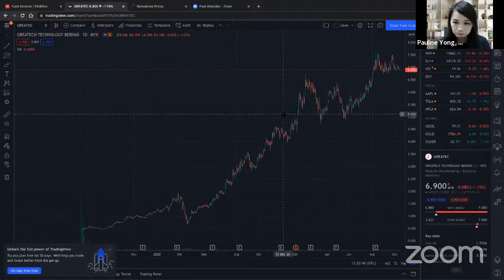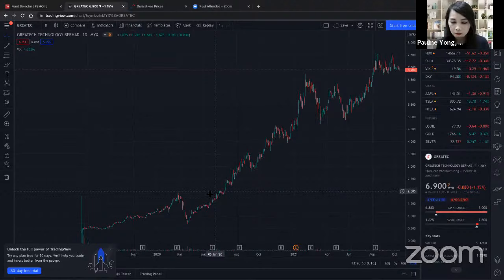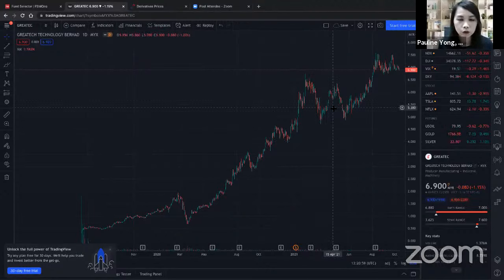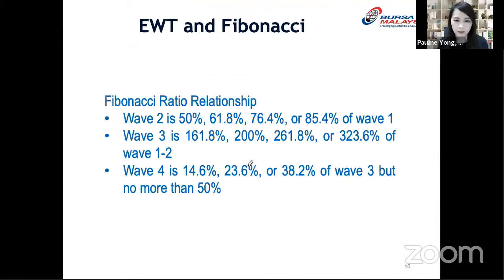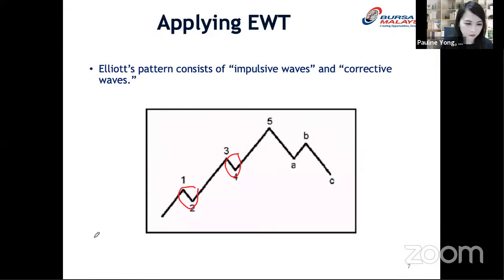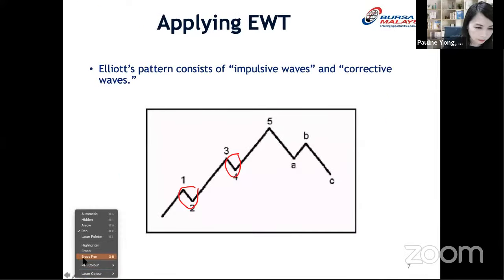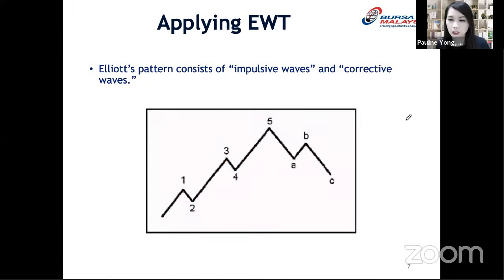Let me ask you. You are looking at wave 1, 2, 3, 4, 5. If you were to look at wave 1, 2, 3, 4, 5, which wave would you like to trade? Let's say you are looking at this trend here, 1, 2, 3, 4, 5, and then A, B, C. Can you type in the chat here which wave you are more likely to trade? 1, 2, 3, 4, 5.